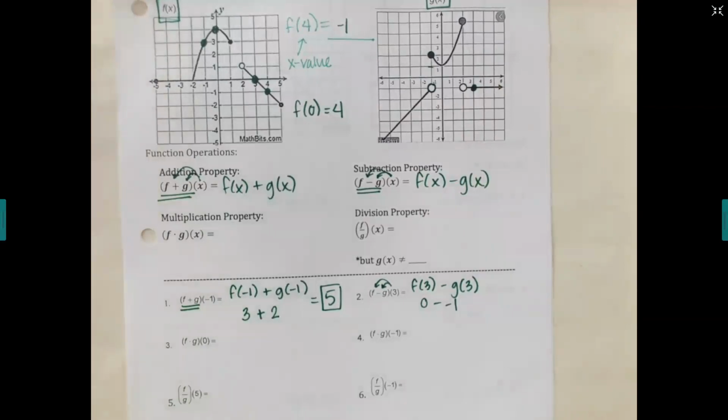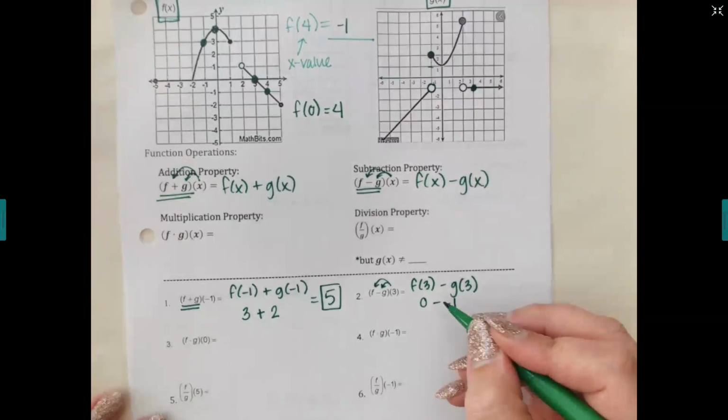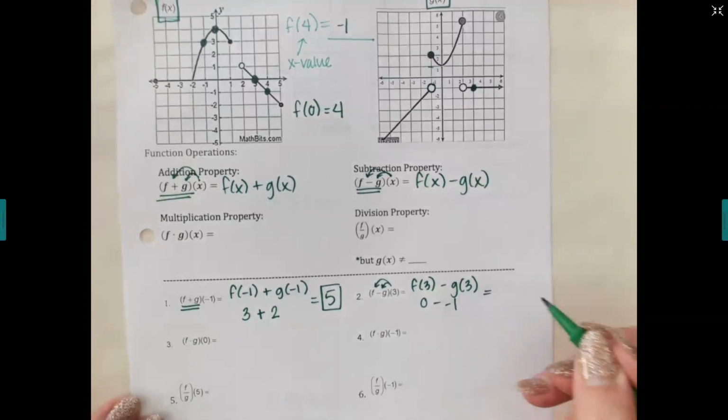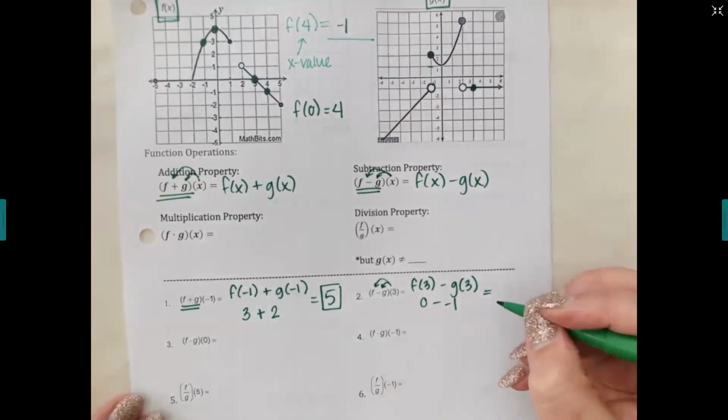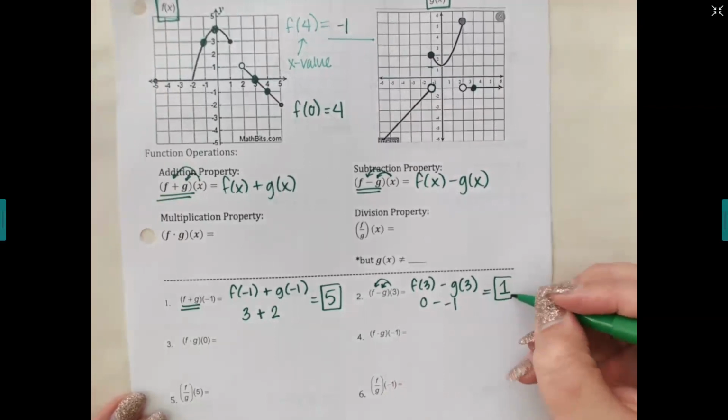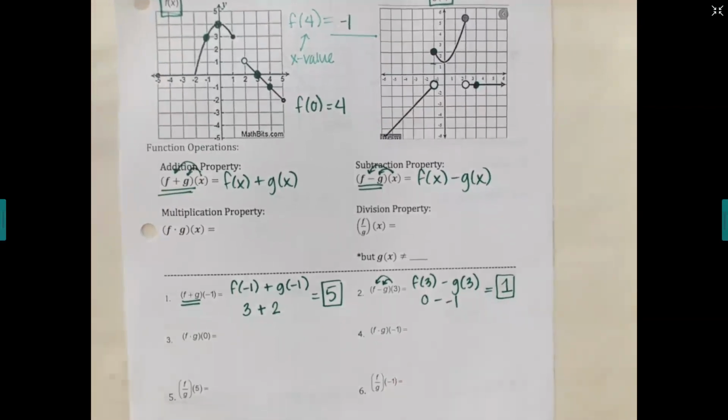Now, you also should know, just from algebra 1, algebra 2, that a minus a negative is really a plus. So if I put this into the calculator, 0 minus -1 is really 0 plus 1, which is 1. But also grab a calculator if you want, that's no problem.